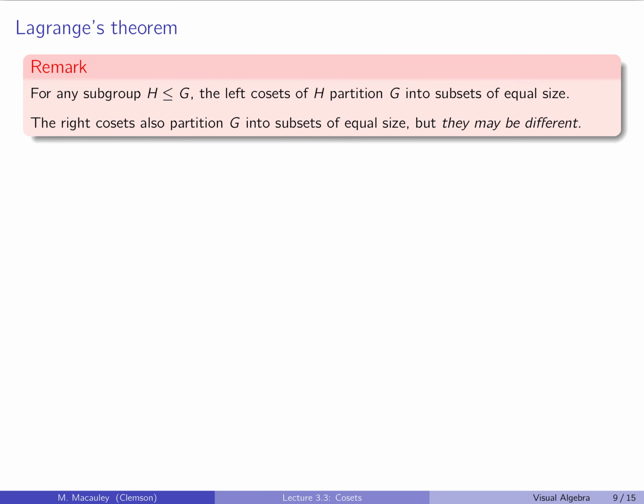Thus far, we have established the following. For any subgroup H of G, the left cosets of H partition G into subsets of equal size. The right cosets also partition G into subsets of equal size, but these partitions may be different. Now, we didn't prove it for right cosets, but the same proof works. Basically, hold it in the mirror. And also, we're making no assumption about G or H being finite or infinite. So this is going to hold for infinite groups as well.